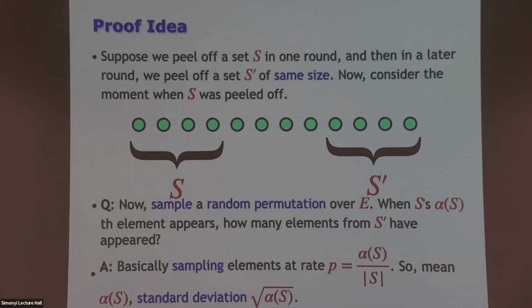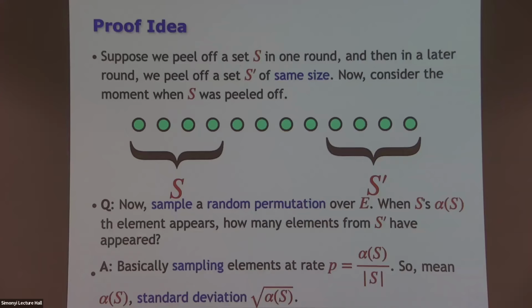I won't give you a formal proof, but morally, if you're trying to get alpha of S elements in S, what you're basically doing is a random sample at rate alpha of S over magnitude S. In order to collect alpha of S many elements in S, the permutation is basically a random sample of alpha of S over magnitude S many elements. And so when you ask how many elements have landed in S prime, S prime is the same size as S, so certainly the expected number of elements is exactly the same as in S. The expected number of elements in S prime by this point is alpha of S.